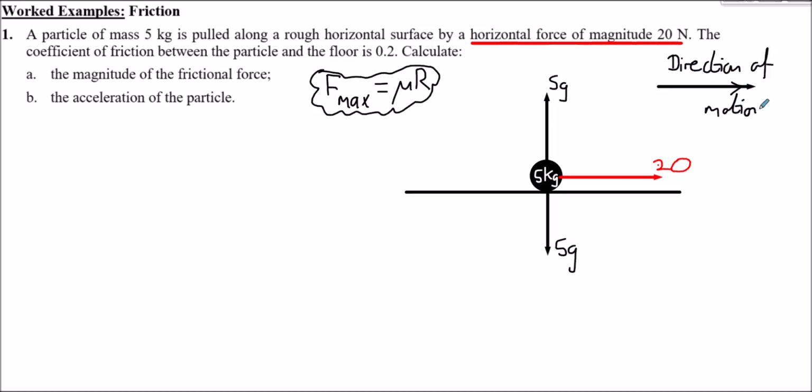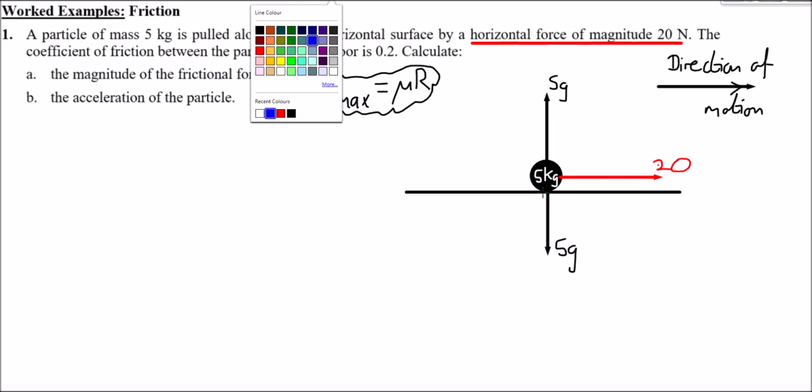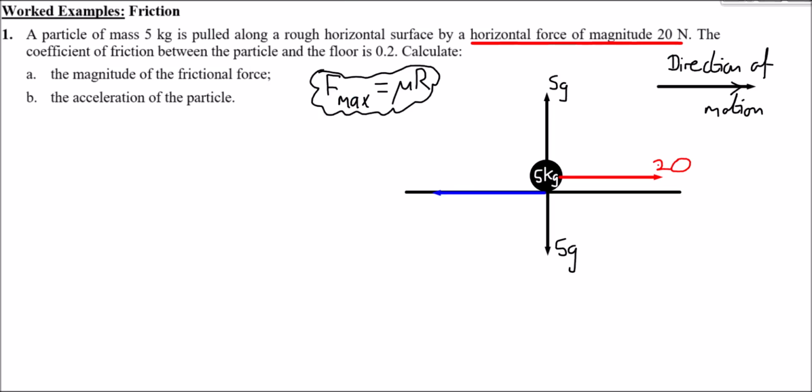So therefore, if the object's moving, we know that this frictional force must be Fmax. It must be at its maximum possible value. So I'm going to label this here Fmax. So for part A, the magnitude of this frictional force, we can say it's Fmax, which is mu R.